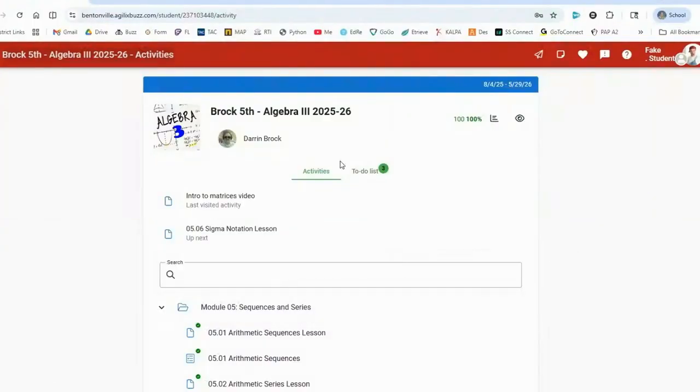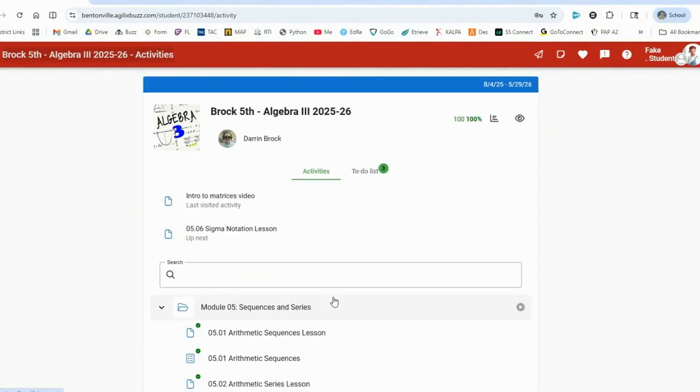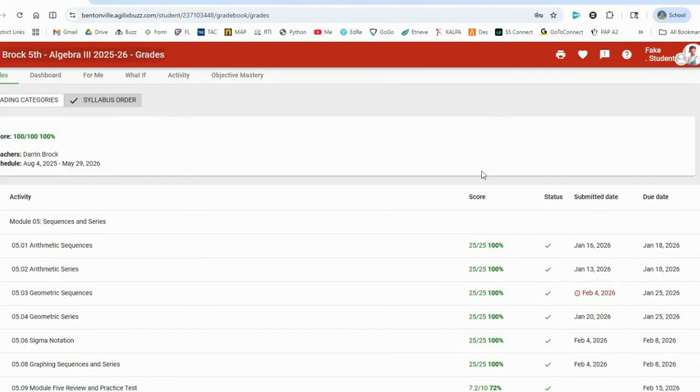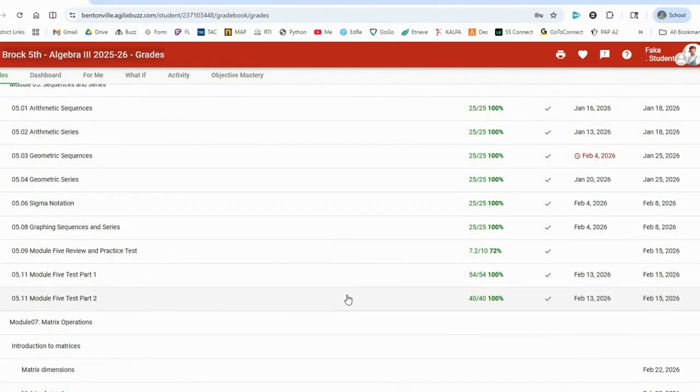So here's our Algebra 3 course in Buzz. We just finished the sequence and series, but let's go to the grade screen. I'm going to click on this little icon here and look at the grade screen in Buzz. Yes, you should have all of this completed from last unit. This weekend was the test. Oh, I did get it turned in. Look at that, I did get it on Friday. I got it turned in.